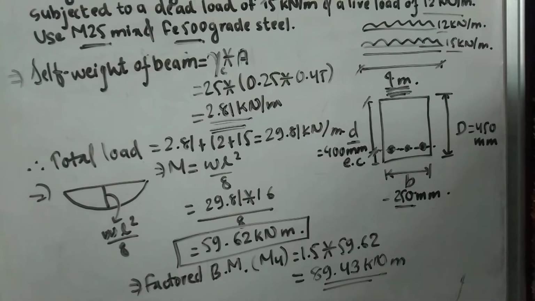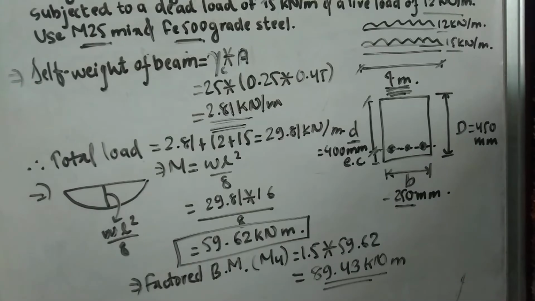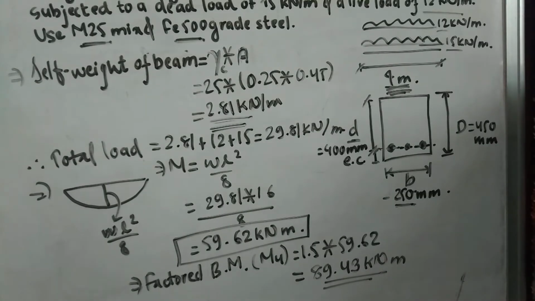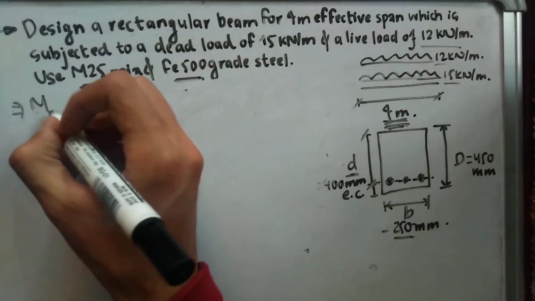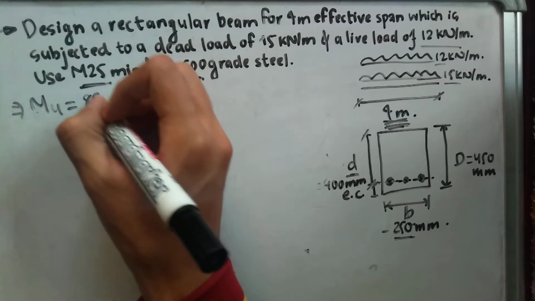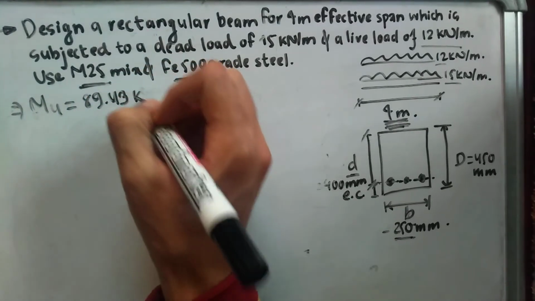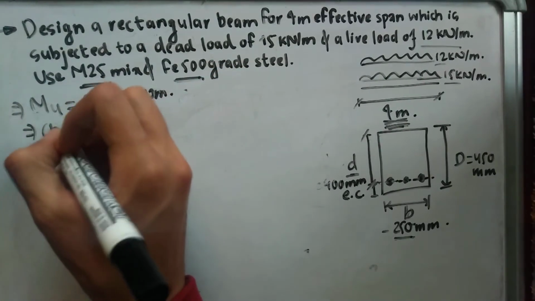89.43 kilonewton meter. So after this, what we're going to do next is find out the effective depth of the beam, and let me explain why we need to calculate it. The value of the factored bending moment, Mu, which we calculated, was 89.43 kilonewton meter.